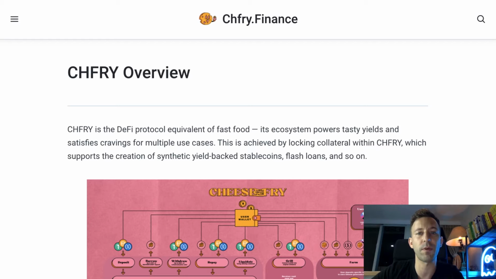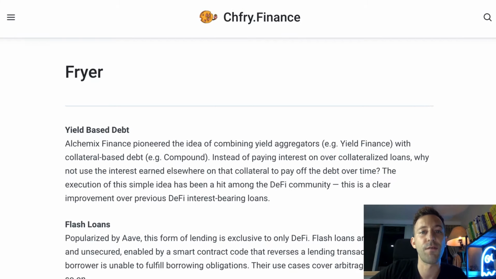There are 4 subcomponents in CHFRY. First, we have the FRYer, which provides the basic lending functionality. Before users can borrow, they have to provide a collateral to CHFRY. You can provide 3 collaterals: USDC, USDT, or DAI. You have to provide this collateral by making a deposit to the vault of the FRYer. When users make a deposit in the FRYer, they can mint up to 50% of their deposited amount in the form of FUSD, the stablecoin of CHFRY.